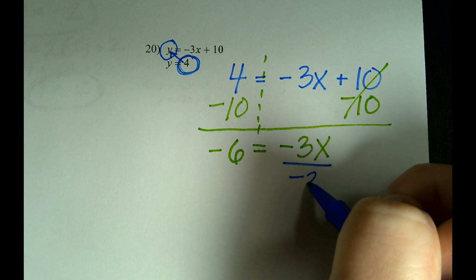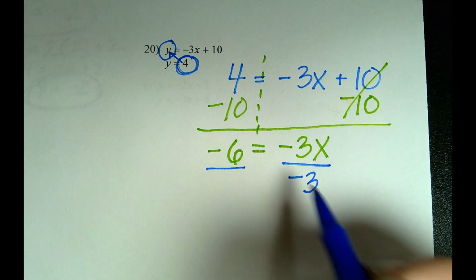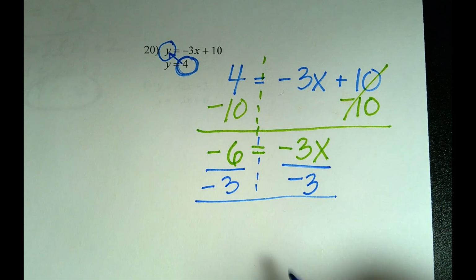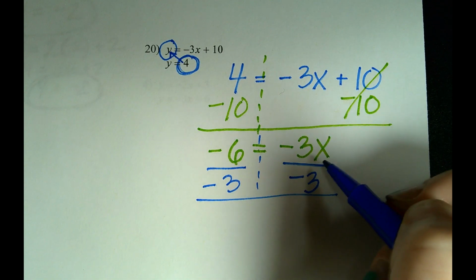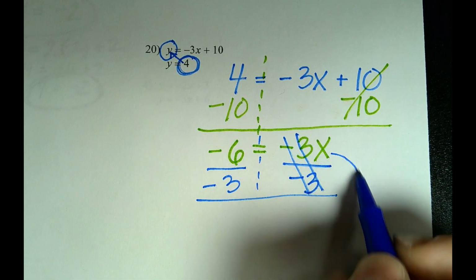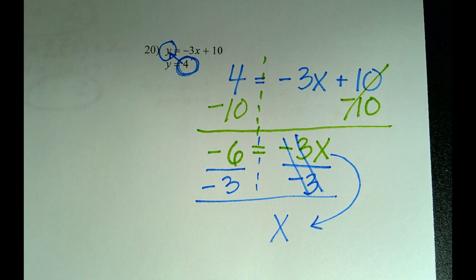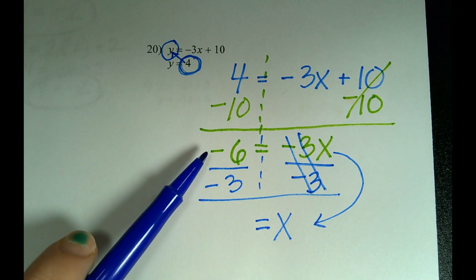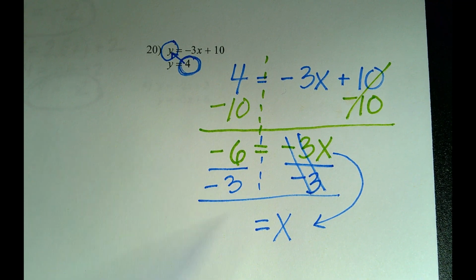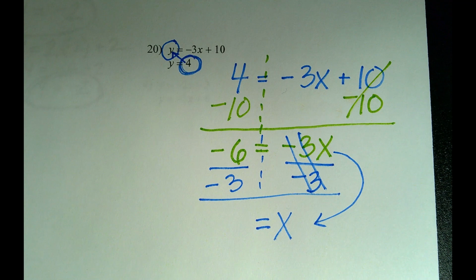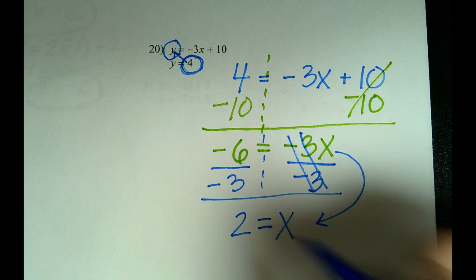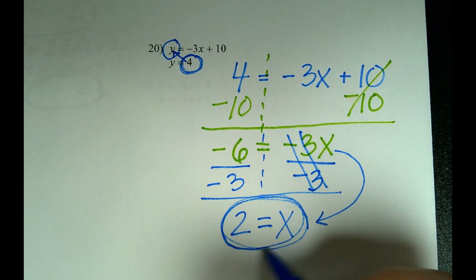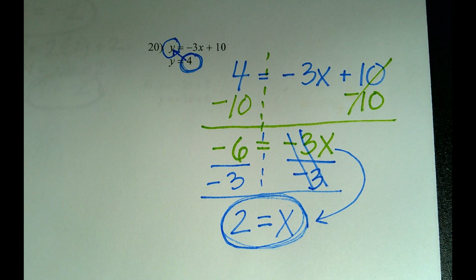Perfect. We'll divide by -3 on both sides. So my -3's will cancel out, and that is going to leave me with an x all by itself. We'll bring down the equal sign, and now I have -6 divided by -3. And we're going to get +2. So my x is 2.